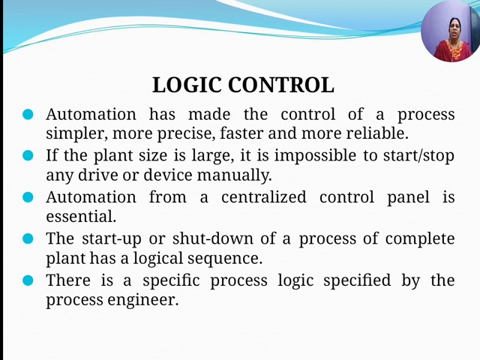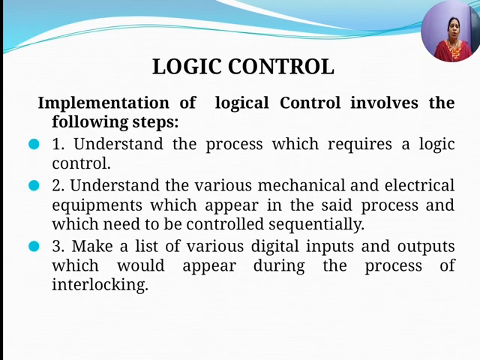The startup or shutdown of a process of a complete plant has a logical sequence. There is a specific process or logic being followed, which is specified by the process engineer. You cannot shut down any process automatically or randomly. Everything is going in a sequence, and this sequence must be specified by the process engineer.